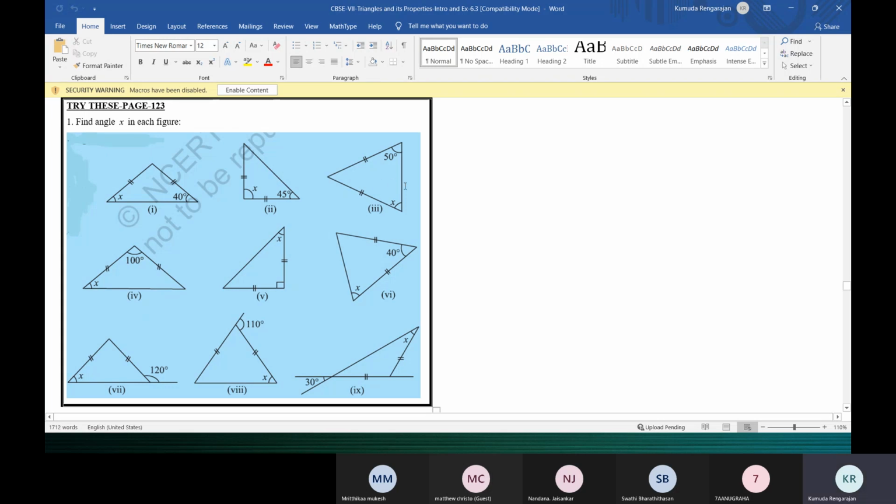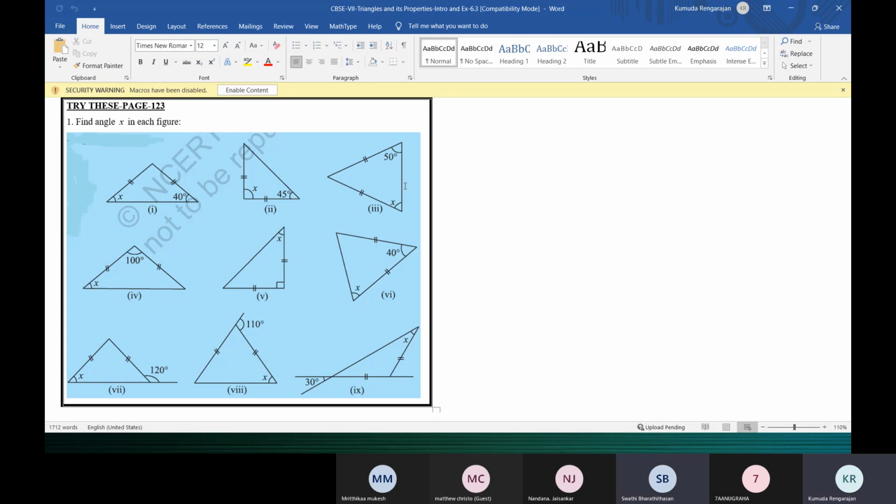Tell me the third one, children. In 3, which are the two equal angles? Ma'am, x and 50 are equal, ma'am, because the opposite sides are equal, ma'am. So it means that x will be equal to 50, ma'am. So x is equal to 50 degrees.